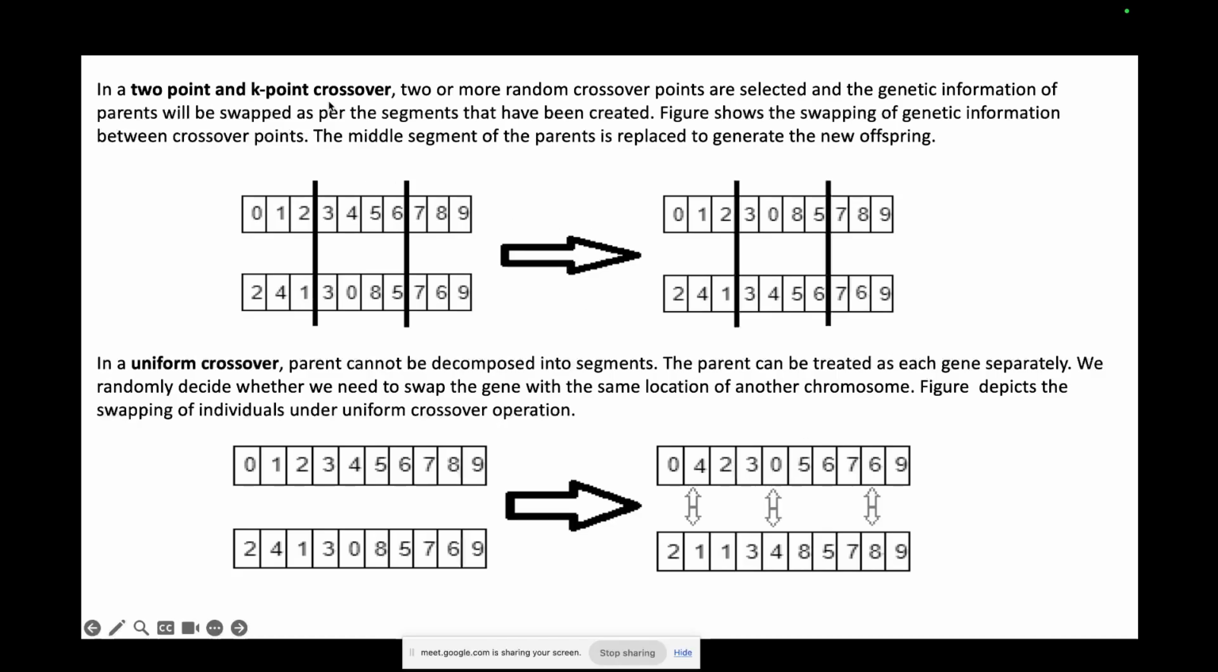You can have 2-point crossovers. Actually, you can have k-point crossovers at best, right? So in a 2-point and a k-point crossover, 2 or more random crossover points are selected, and the genetic information of the parents will be swapped as per the segments that have been created, right? So 0 1 2 is there, 3 4 5 6. So these two are basically your crossover points. One is after the third position, and one is after the seventh position, right? So basically you retain the first 3 positions of the first solution, and you swap the middle section of the second solution into your first solution, right? So it becomes 0 1 2, then this part goes in here, 3 0 8 5, and the last part is conserved again, 7 7 8 9, right?